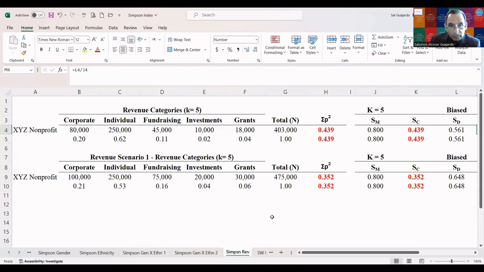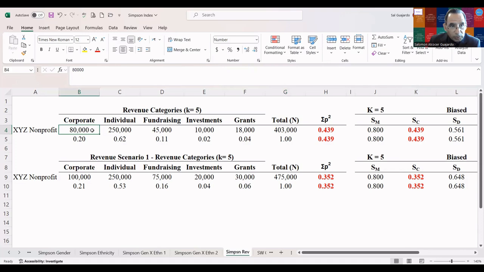Now, as I mentioned, the Simpson diversity index can be applied to revenue, and it has been applied to revenue in research. So here, what I have is what I call the actual data revenue for this nonprofit, and then I'll discuss the revenue scenario after I discuss the actual data. So the total revenue for this nonprofit is $403,000.